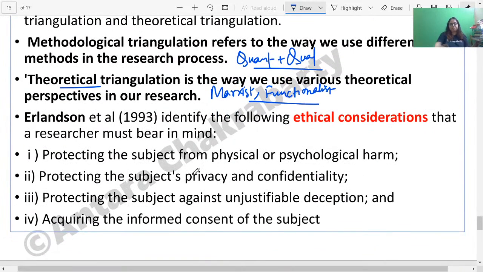ओके, नाउ ऑर्लिनसन बोल के एक थिंकर है जिन्होंने कहा है कि कुछ हमारे एथिकल कंसिडरेशन के ध्यान हमें रखने होंगे. दैट इज प्रोटेक्टिंग द सब्जेक्ट फ्रॉम फिजिकल या फिर साइकोलॉजिकल हार्म. जब आप डेटा कलेक्ट कर रहे होते हो, यू कैन नॉट फिजिकली हार्म योर रिस्पॉन्डेंट. नंबर 2, सब्जेक्ट का प्राइवेसी एंड कॉन्फिडेंशियलिटी रखना बहुत इंपॉर्टेंट है. प्रोटेक्ट द सब्जेक्ट अगेंस्ट अनजस्टिफाइबल डिसेप्शन. आप झूठ मूठ का बात बोल के अपने रिस्पॉन्डेंट से बातें नहीं निकाल सकते. नंबर 4, एक्वायरिंग इन्फॉर्म्ड कॉन्सेंट. ऑब्वियस सी बात है कि आप किडनैप करके नहीं ला सकते अपने रिस्पॉन्डेंट को. यू हैव टू एक्वायर दैट कॉन्सेंट फ्रॉम पीपल.